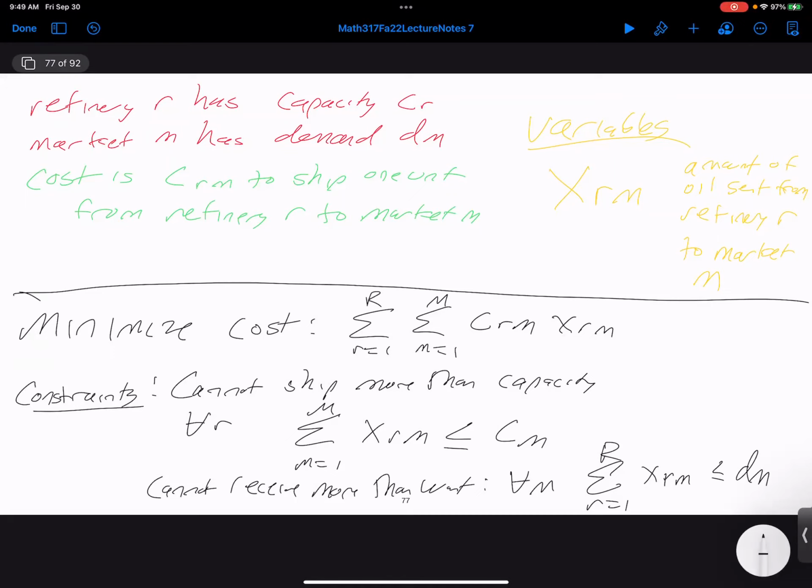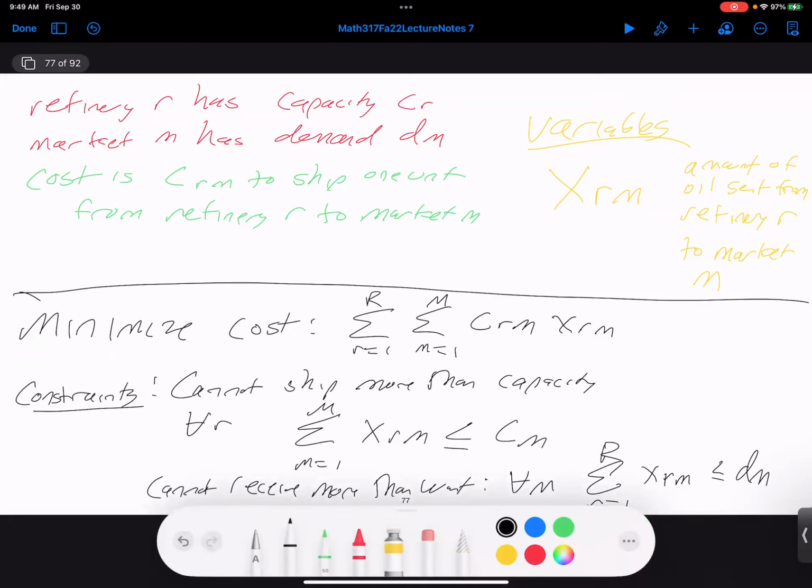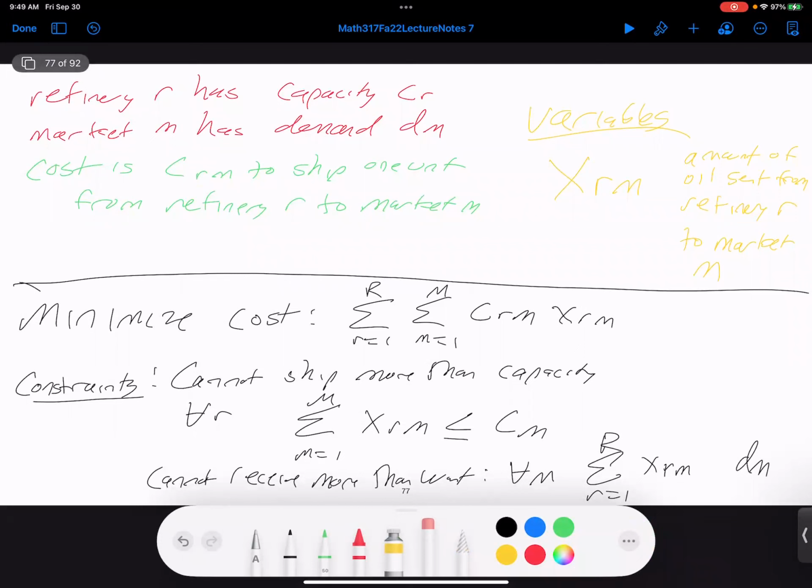Oh, wait a minute. We said we cannot receive more than we want. Actually, for this one, the constraint should just be equals D_M, right? We might as well say that you receive exactly what you want. And of course, if that's not possible, then there's no feasible solution. That one isn't too bad, but it is possible that we might be under capacity. So what you then do is add an extra city that gets leftover capacity.